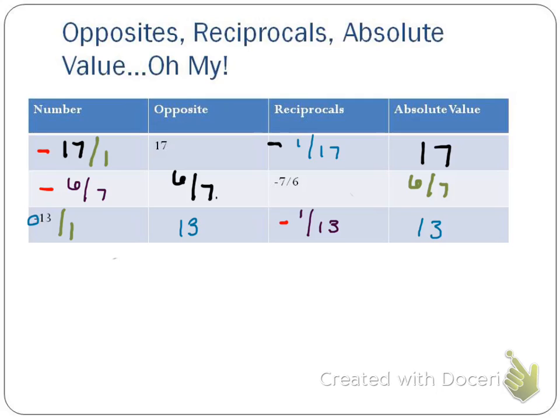If we had 4 as our number, our absolute value would also be 4. That is not going to be a negative 4 in the absolute value. Always, always positive.